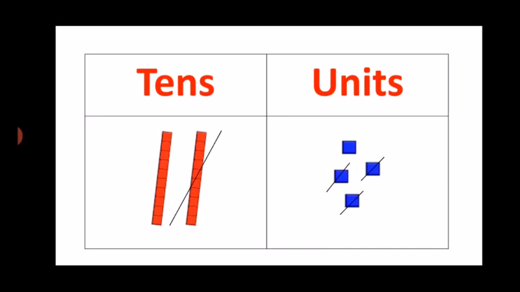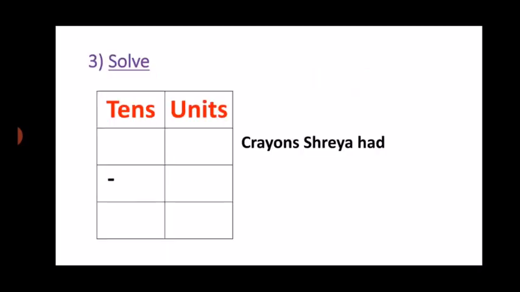Now let us solve this sum in the other manner. Let's put the numbers in the proper place of tens and units. Crayons Shreya had, that is 24. We will write 4 in the units place and 2 in the tens place. Next is crayons she lost, which is 13. So we will write 3 in the units place and 1 in the tens place.